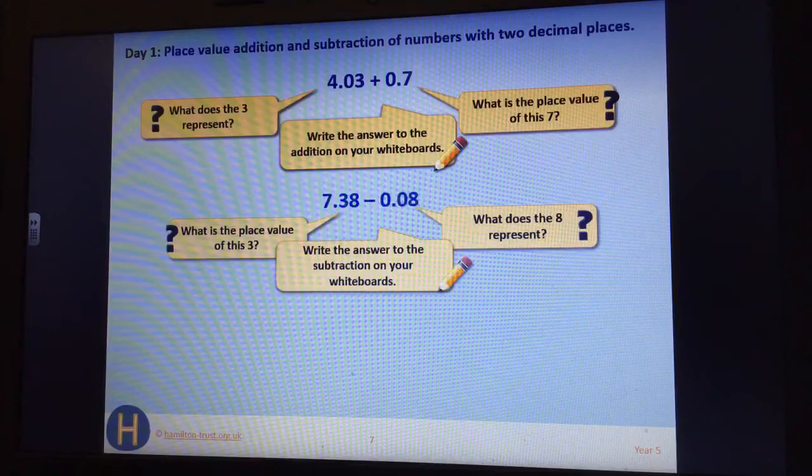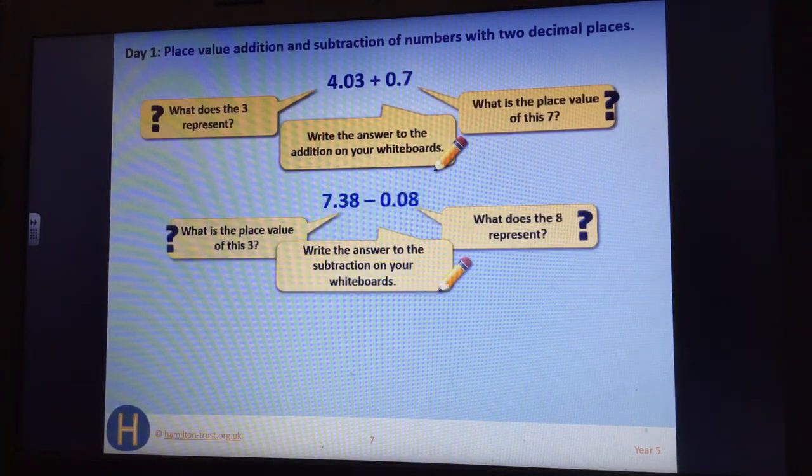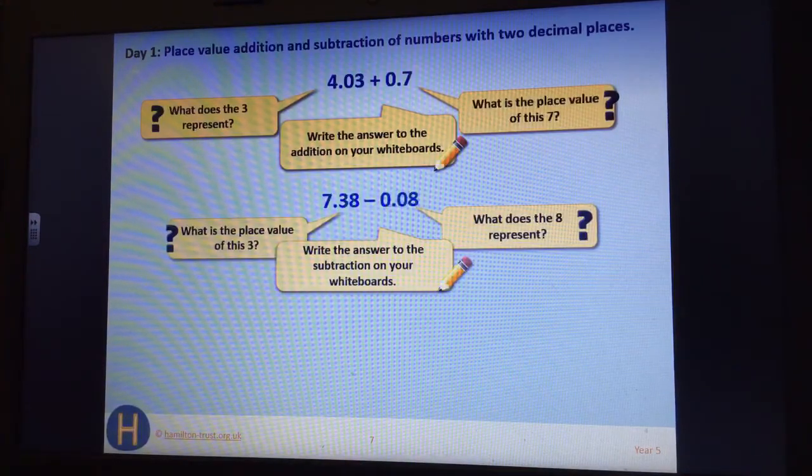Can you try and figure this one out, please? You can pause it. I'll come back in a second. Hopefully you've worked that one out. I'm not sure I have, actually. 7.38 take away 0.08 is going to be 7.30. No, it's not. We don't put the 0 at the end. It's just going to be 7.3, okay?